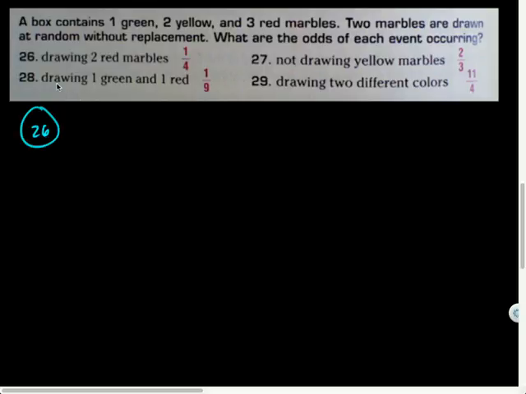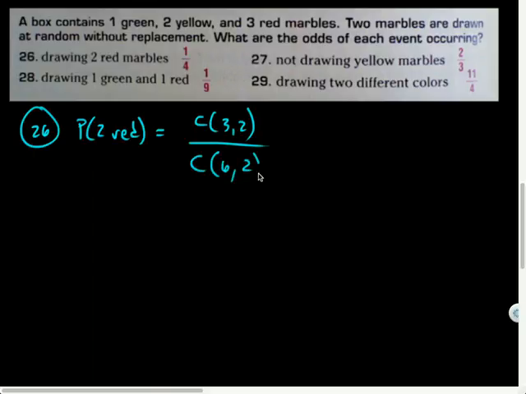Let's set them up. Probability of drawing 2 red. Let's see, how many ways could I pick 2 red? Well, that'd be combo 3, 2 over, how many marbles were there all together? 6, is that right? So how many ways could I select 6 marbles? Calculate that out and that works out. Let's see, 27. Yeah, I'll just do the setups.